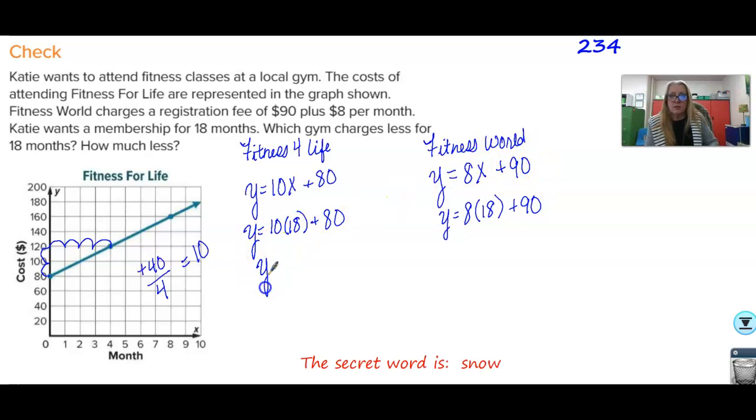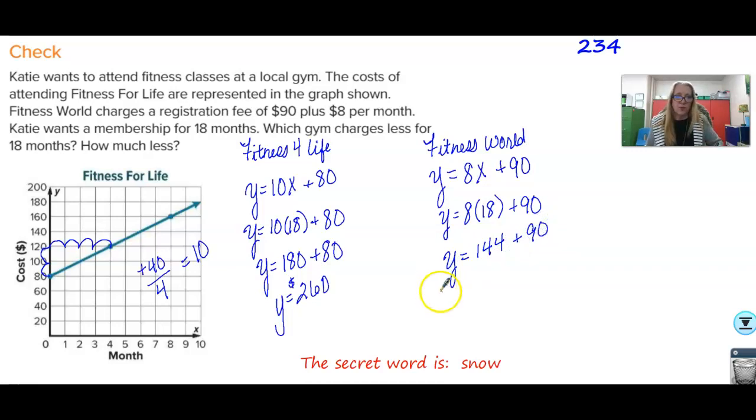Okay. This one, 10 times 18 is 180 plus 80 is 260. Okay. So Fitness for Life will cost her $260. Oh, I can't do that in my head. 8 times 18. I mean, it could, but it would take me a minute. Fitness World is going to cost her 144 plus 90, so 234. Okay, so which one is cheaper? Fitness World is cheaper. And how much? 260 minus 234, $26.